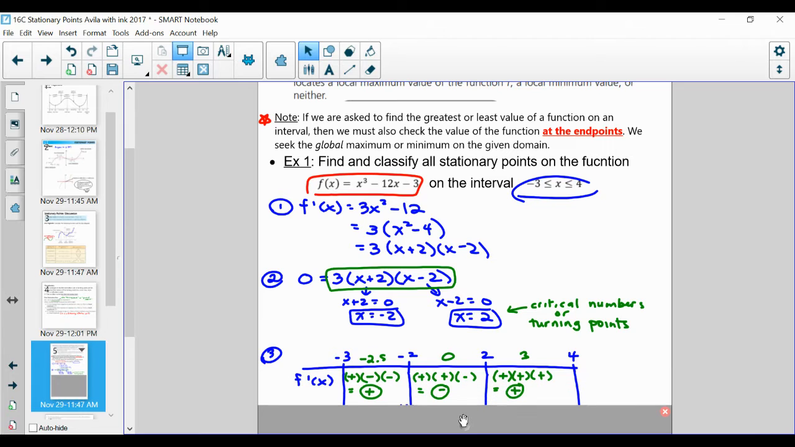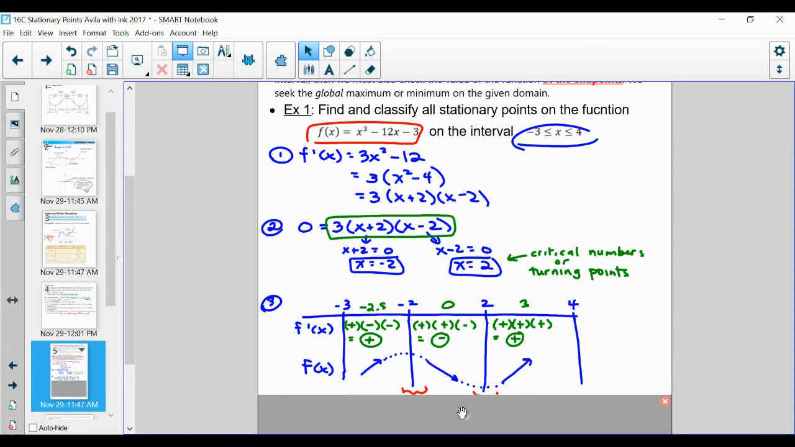Now I'm going to set up my sign diagram. This sign diagram looks a little different. I just put the f of x part underneath, and I put my test values at the top. But otherwise, it's the same idea. I draw my number line, and this time, instead of having negative infinity and positive infinity, I have endpoints at -3 and 4. So I only care about the function between when x is -3 and when x is 4. Then I'm going to put in my critical numbers or turning points at -2 and 2. And because this is a polynomial function, I know that it doesn't have any asymptotes to worry about.